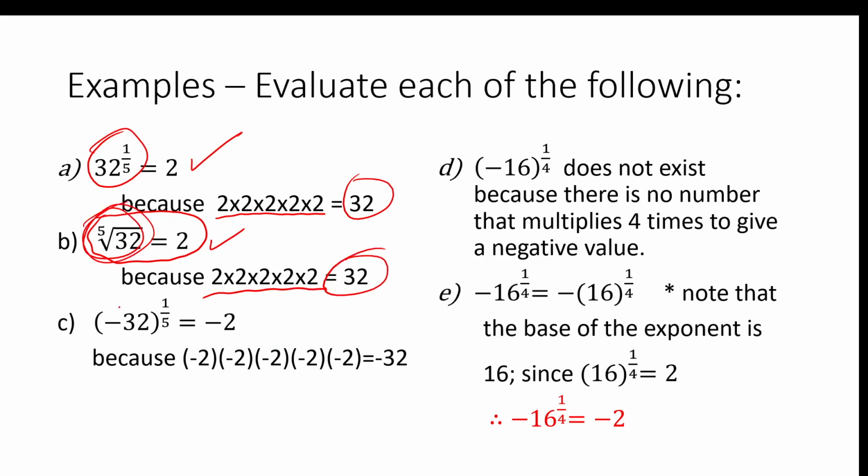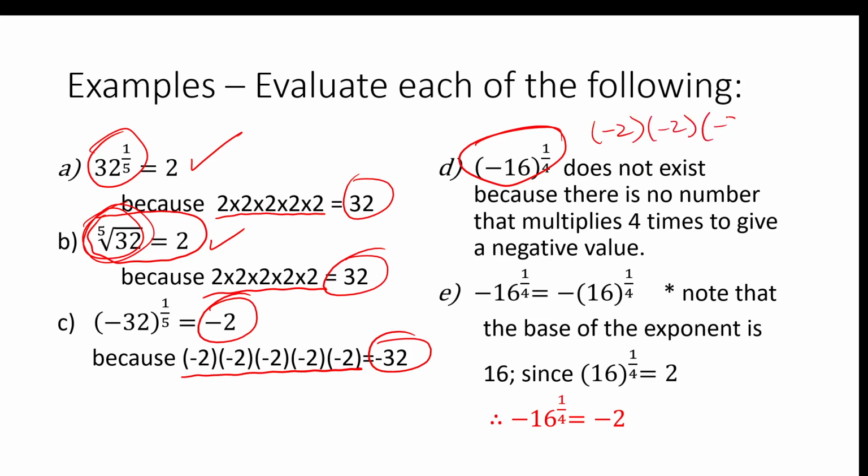Now, negative 32 raised to the exponent 1/5 will be negative 2 because you can take 5 negative 2's, multiply them by each other, and get negative 32. But negative 16 quantity to the 1/4 won't exist because you might be tempted to say, well, why isn't it negative 2? Because if you take negative 2 and multiply it 4 times by itself, you'll get positive 16.